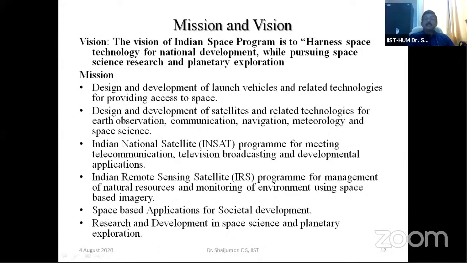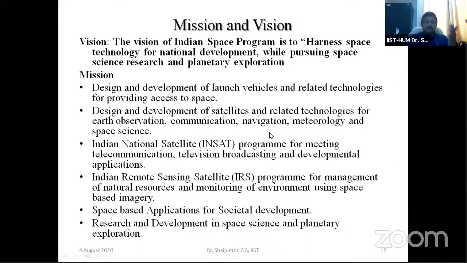Mission and vision. I told you already the summary of the vision from the words of Dr. Vikram Sarabhai. But right now our vision is to harness space technology for national development while pursuing space science research and planetary exploration. So while pursuing scientific research and developments, the primary aim of the country's space technology development is national development. That's what I said. This is very important for national development, for solving the real problems faced by the people of a developing country like India. So many missions are there.